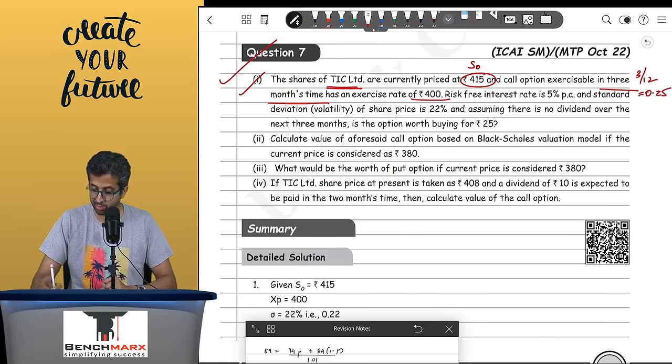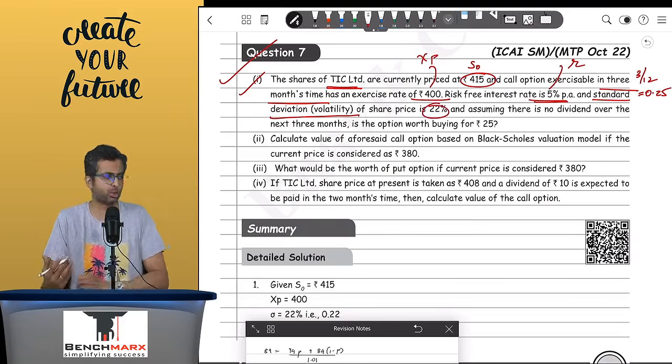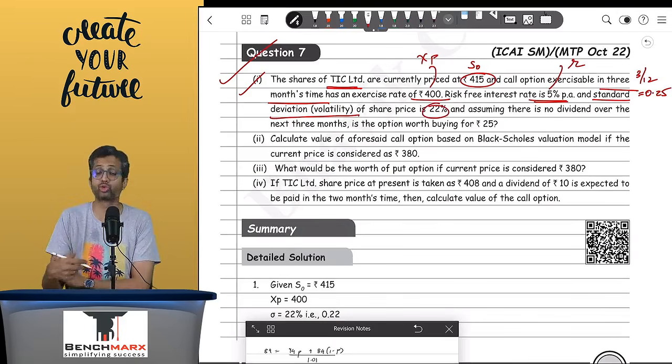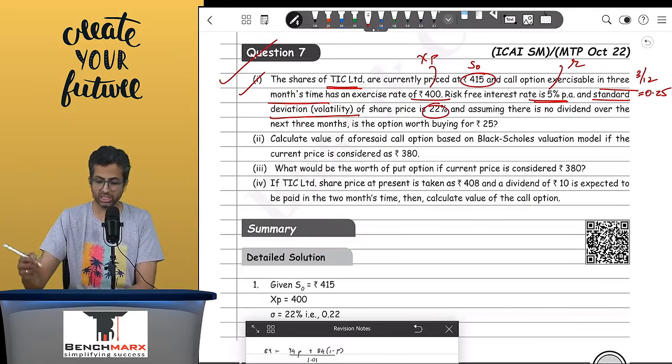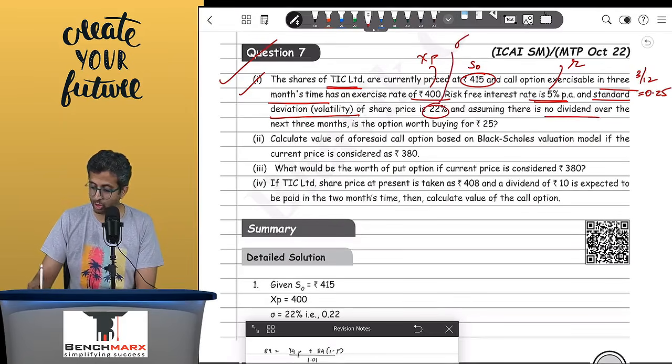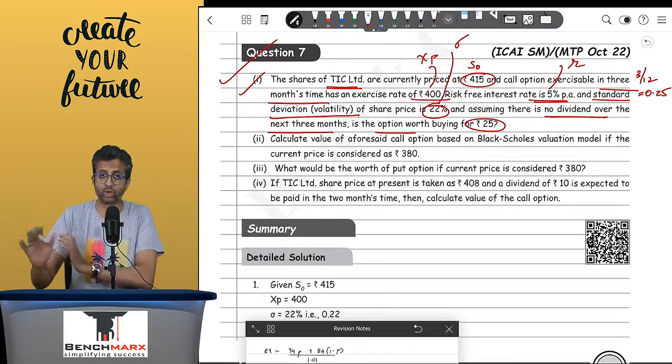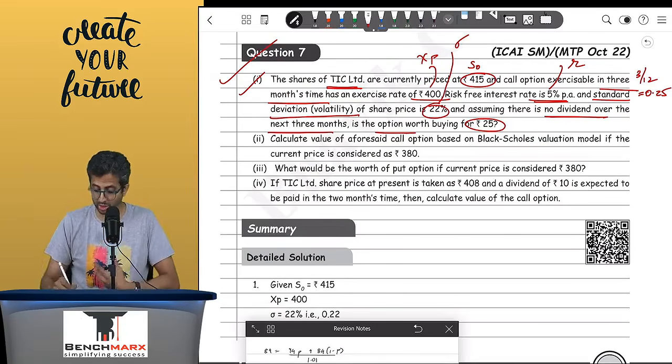At an exercise price of 400, so this will be your XP, and the risk-free rate of interest is 5%, so this will be your R, and the standard deviation or the volatility of share prices is 22%. This sentence in the question hints that you should solve using Black-Scholes, because the standard deviation or volatility is given. Assuming there is no dividend over the next 3 months, is the option worth buying for 25? So 25 is a given price, but we need to figure out whether it is worth buying or not.